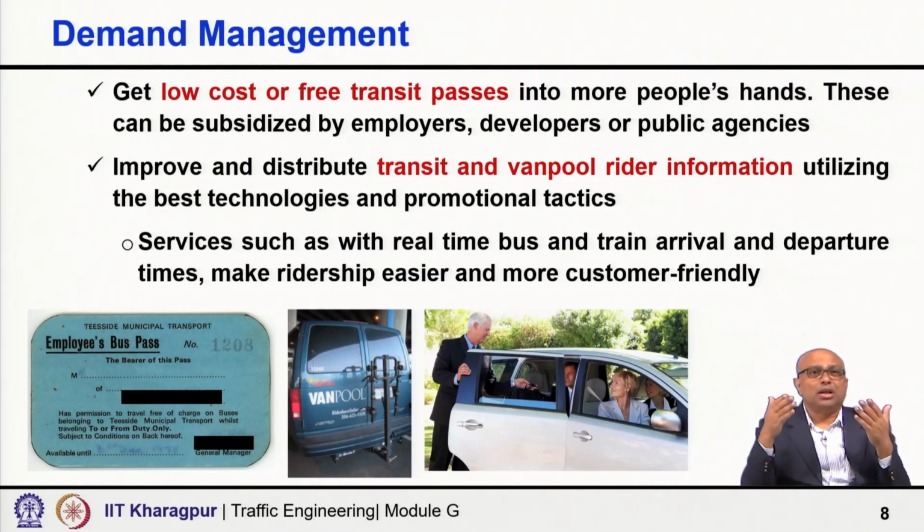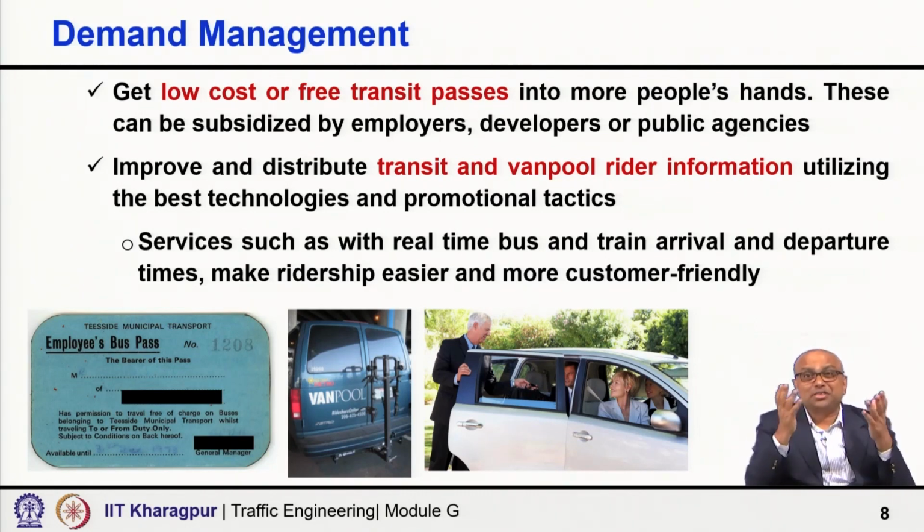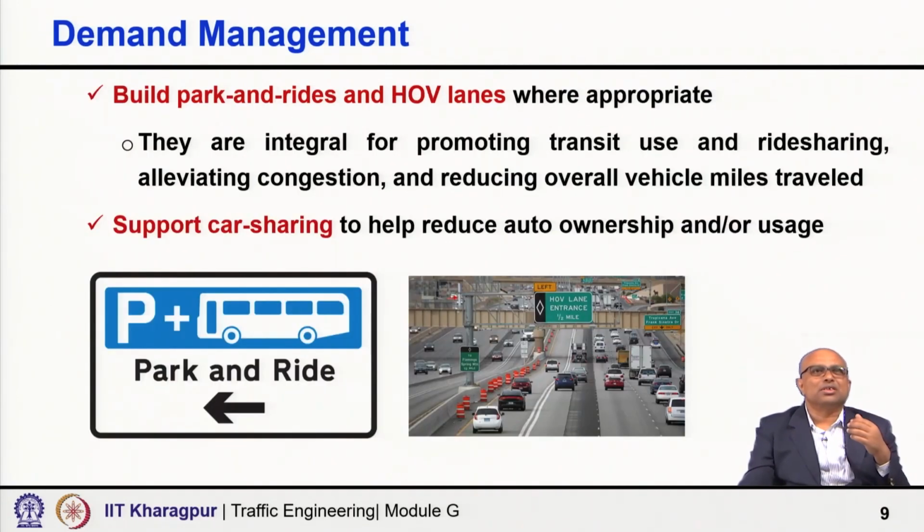For example, services with real time bus and train arrival and departure times make ridership easier and more customer friendly. They know the bus is leaving now. You have a bus that operates every day, and you can get the information. You can get a bus very close to your office, within reasonable walking distance. Give more information, create attraction, and promote the service. All such things can be done.